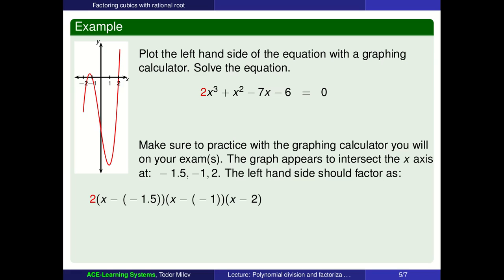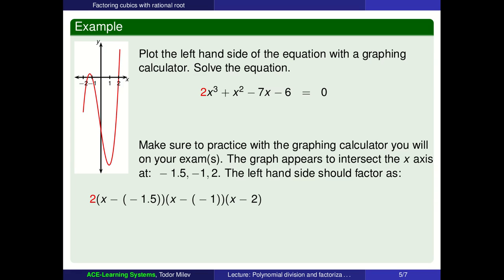Well, we do not need to rely on our eyes alone. What we can do is take that factorization and uncover the parentheses. If our guess were correct, when we uncover the parentheses, we should get the original polynomial 2x cubed plus x squared minus 7x minus 6.